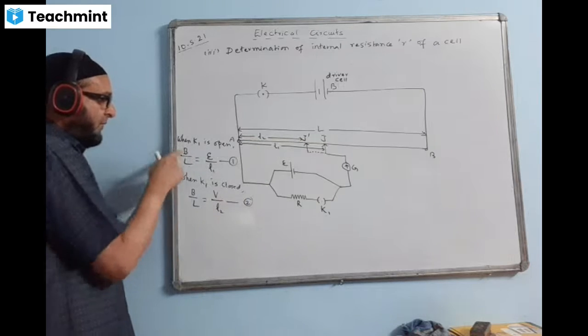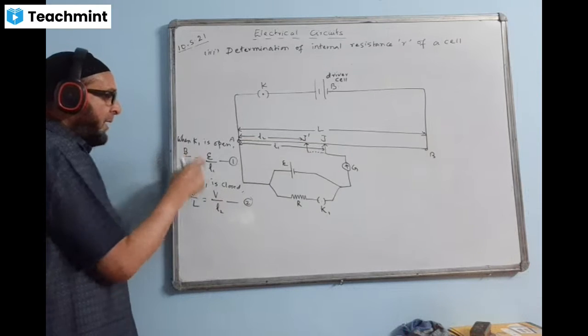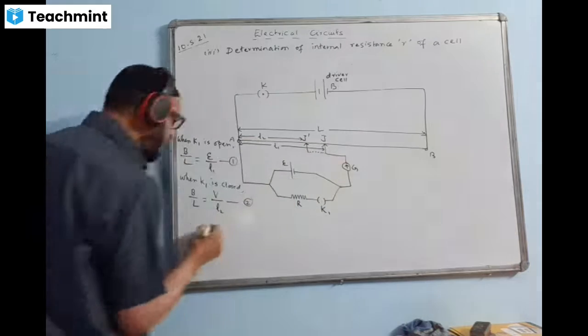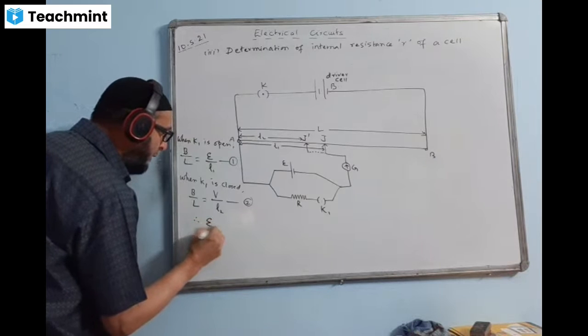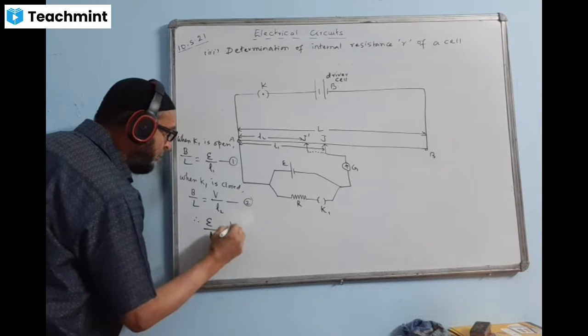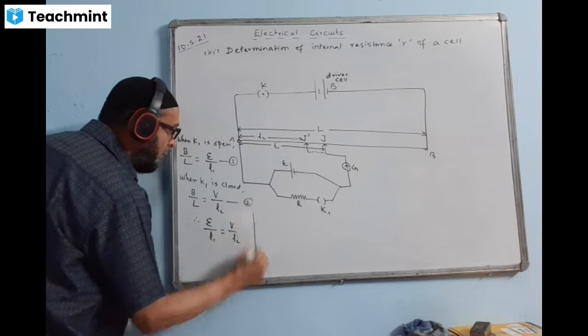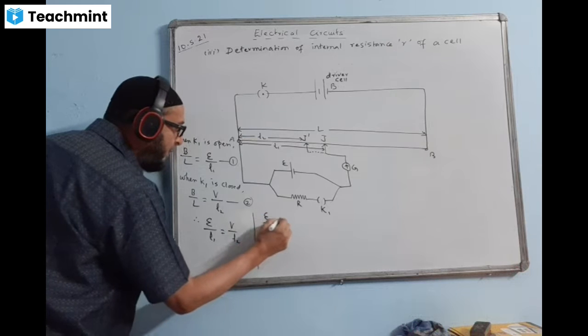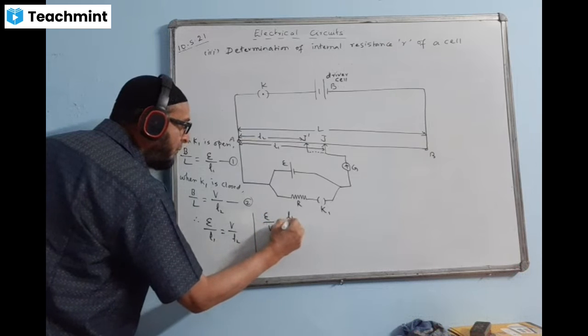Equation 2. Left hand side is equal, I'll make right hand side equal. So therefore we'll write like this. Therefore, E by L1 is equal to V by L2. Or I'll write E by V is equal to L1 by L2.